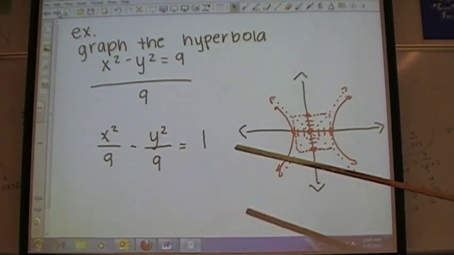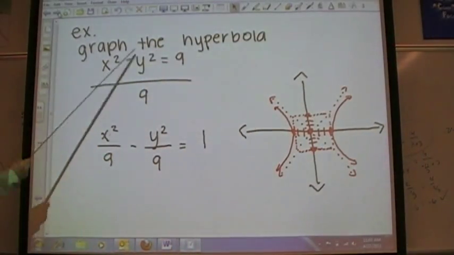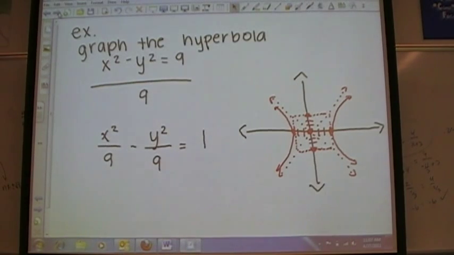The original problem is right here: x squared minus y squared equals 9. I knew it couldn't be a circle or an ellipse because of the minus sign. I knew it couldn't be a parabola because both of them are being squared. So it has to be a hyperbola.